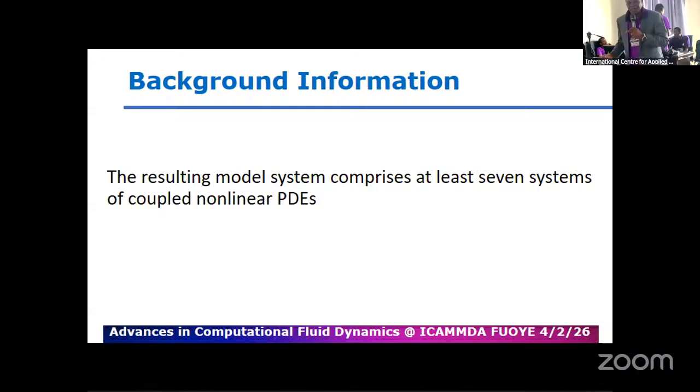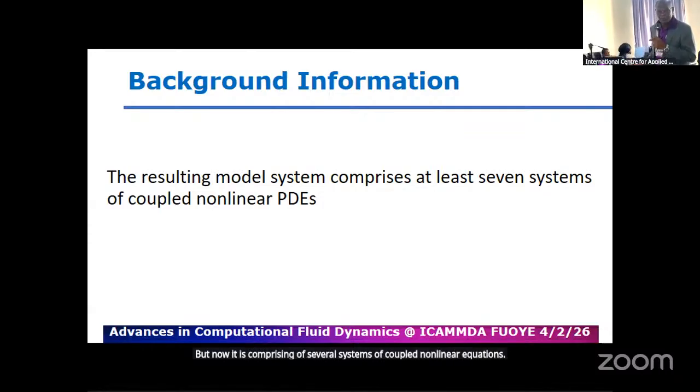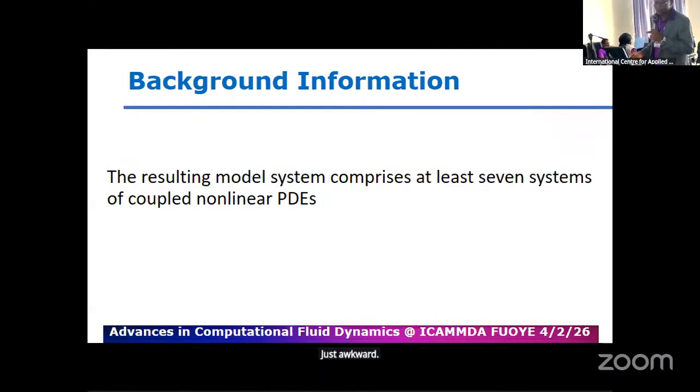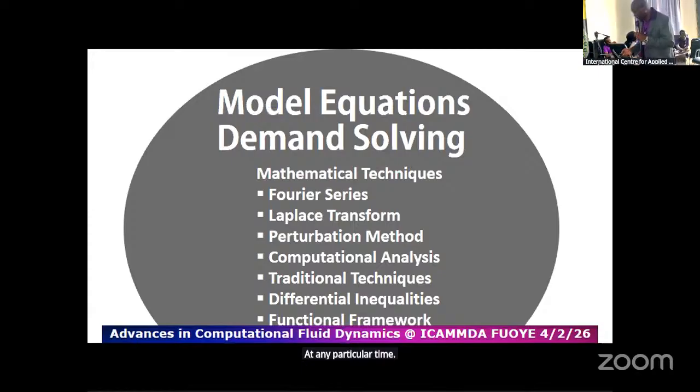So what do we have at the end of the day? We are talking about a simplified model, but it now comprises seven systems of coupled nonlinear equations. These are partial differential equations. They are nonlinear and coupled, so we can see that it makes it not easy to track at any particular time. If that is agreed upon, we need to look at the model equations that we have and the methods by which we can solve them.